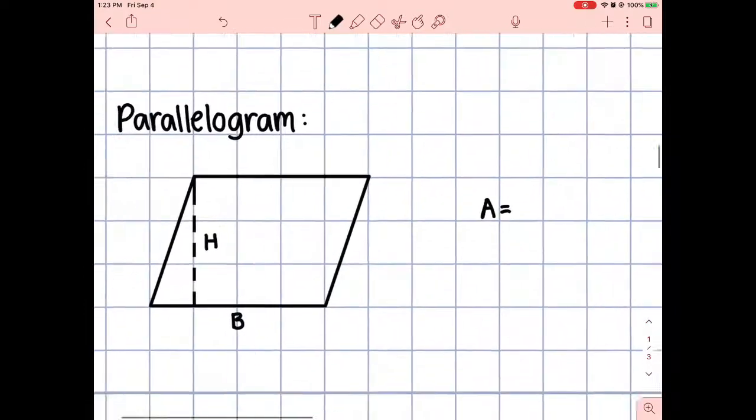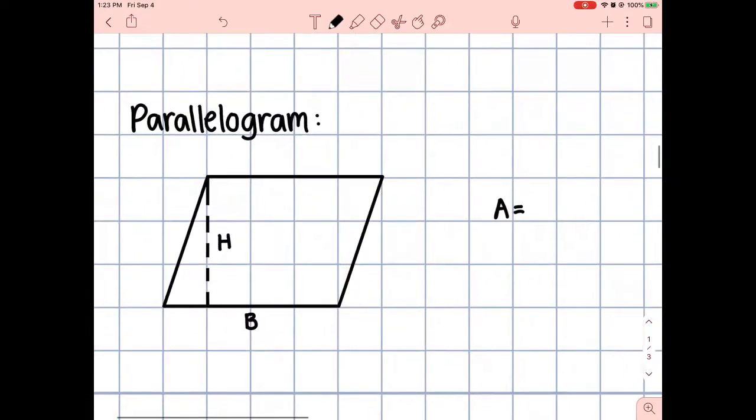Now, finally, let's look at a parallelogram. Now, to clarify, a parallelogram is a quadrilateral, which is a shape with 4 sides, in which both pairs of opposite sides are parallel, which means these two and these two are parallel, and these two and these two are parallel. So, the base is one of the sides of the parallelogram, and the height is always going to be perpendicular to the base. It is not going to ever be one of the sides of the parallelogram.